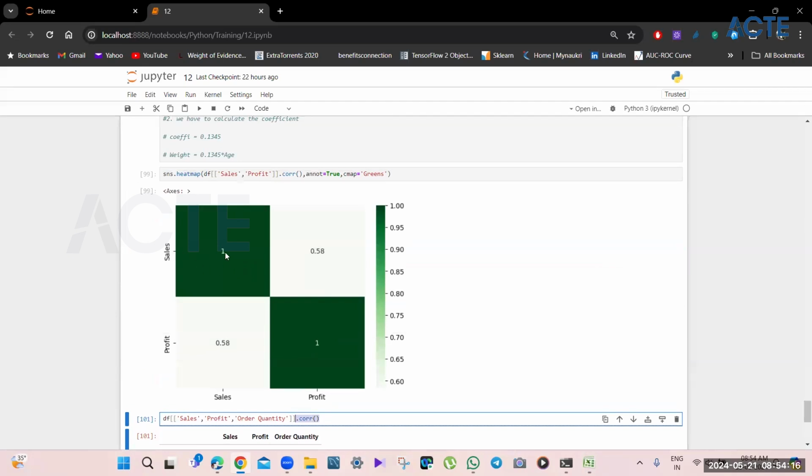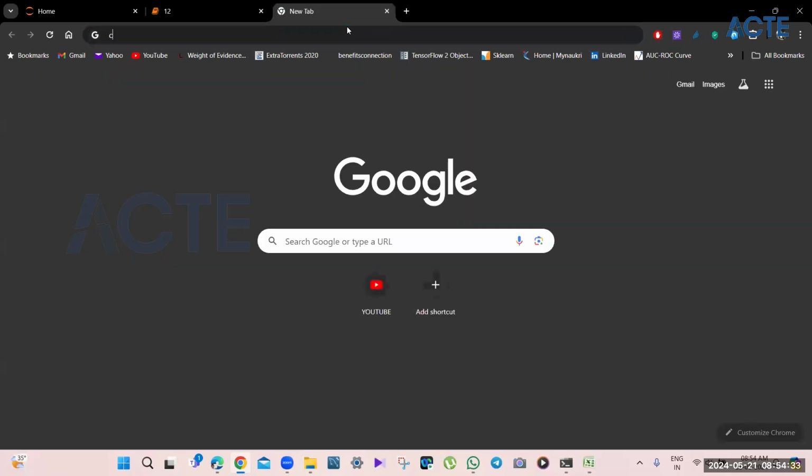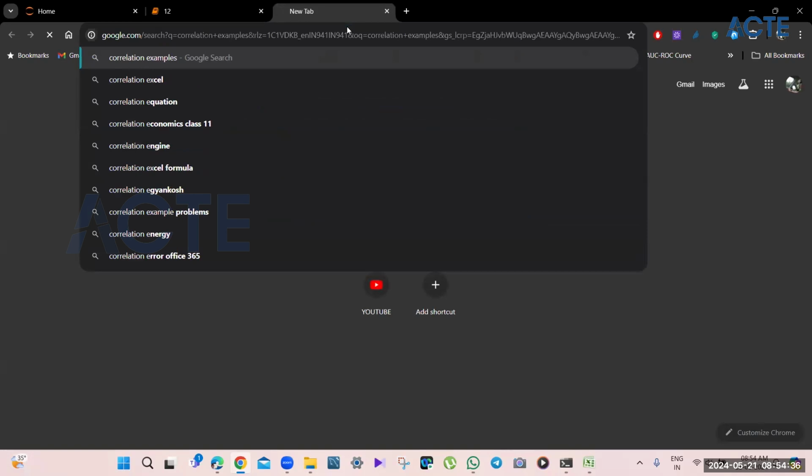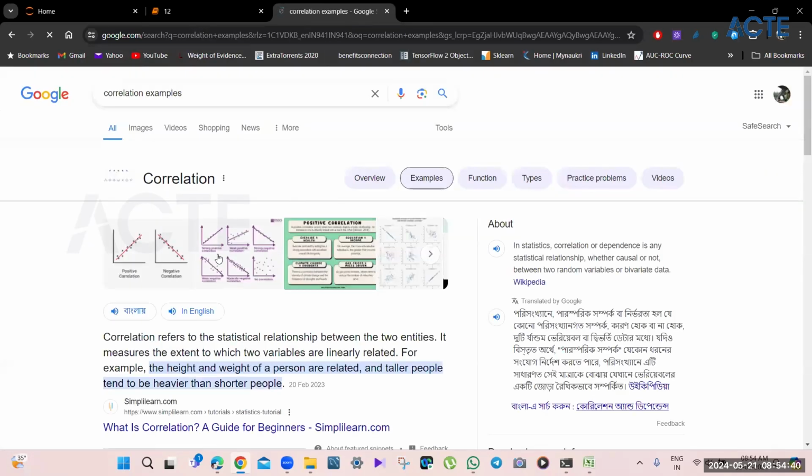So sales has a correlation with profit of 0.58. Now what is 0.58? That means there is a linear correlation. Let me quickly give you an example. Correlation examples, so this will give you an idea. I think this picture is better.